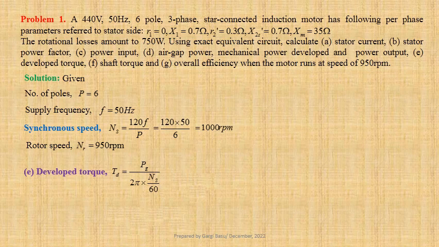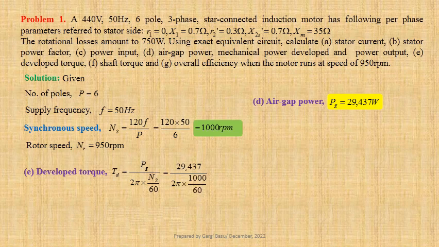We have computed air gap power PG equals 29,437 watts. Therefore, TD equals 29,437 divided by 2 pi into 1000 by 60, which is approximately equal to 281 Newton meter.